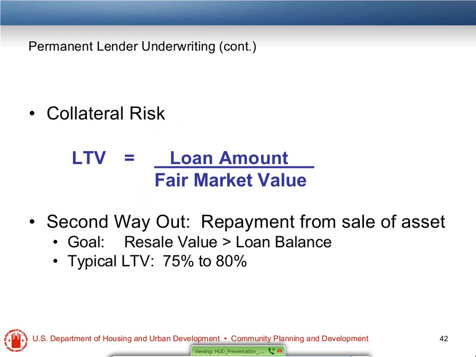The loan-to-value assesses collateral risk. And again, this is considered the second way out if the project is unable to repay the debt based on cash flow and the lender has to foreclose. They have to foreclose on the asset, and then they sell the asset. They hope that the sales price at foreclosure is higher than the loan balance and they can be repaid. So a typical loan to value is going to be 75 to 80% or less. And again, the lender's just looking for enough in resale proceeds to repay their loan.